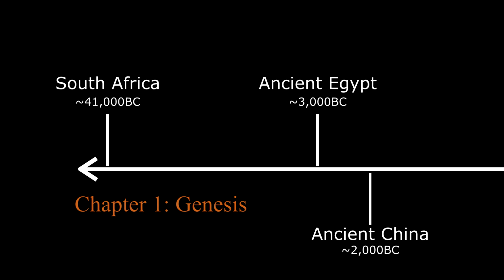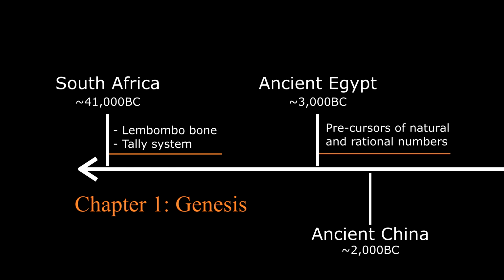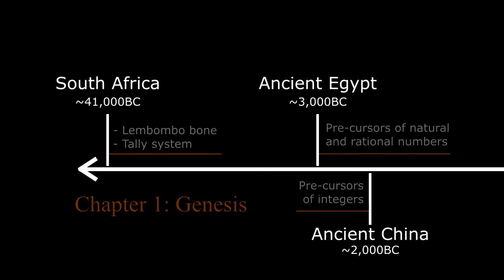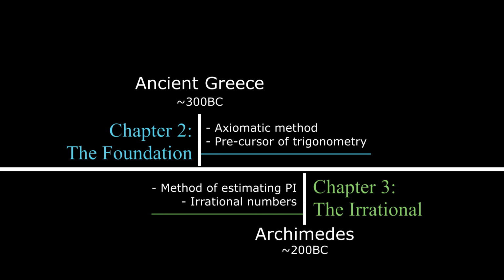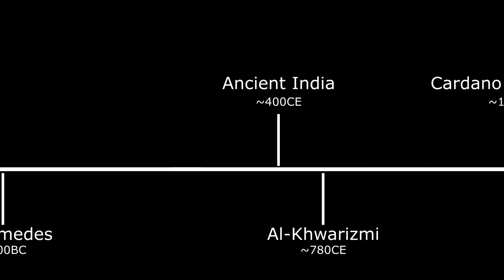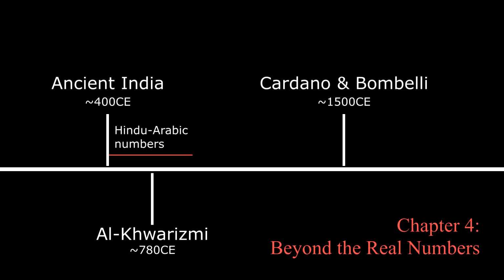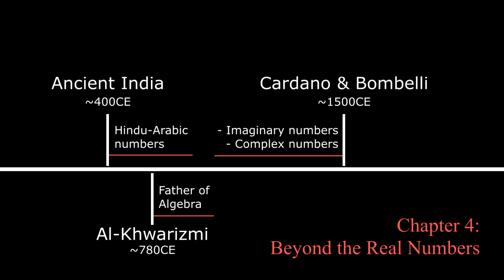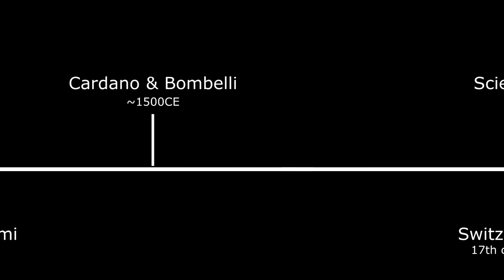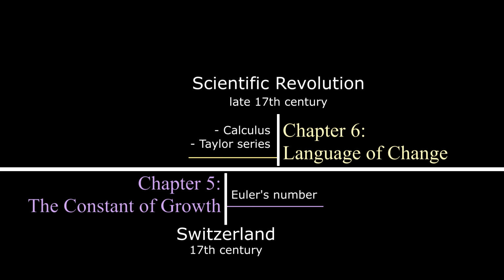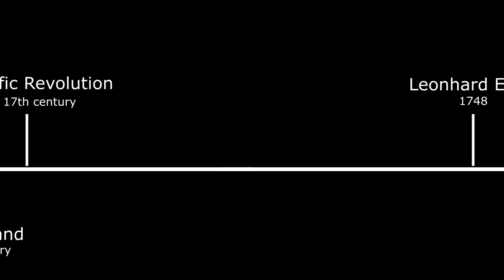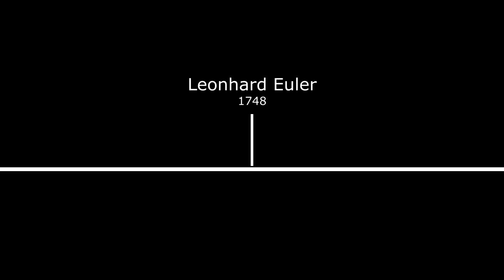Our journey began in the ancient world with the primitive tally system and the precursors of the natural, rational, and integer numbers. In ancient Greece, we introduced the axiomatic method, trigonometry, and discovered pi, an irrational number. Later came the Hindu-Arabic numeral system, the birth of algebra, and the discovery of the imaginary number. In the 17th century, we have the discovery of Euler's number and the invention of calculus. Our final stop lands us in the year 1748.